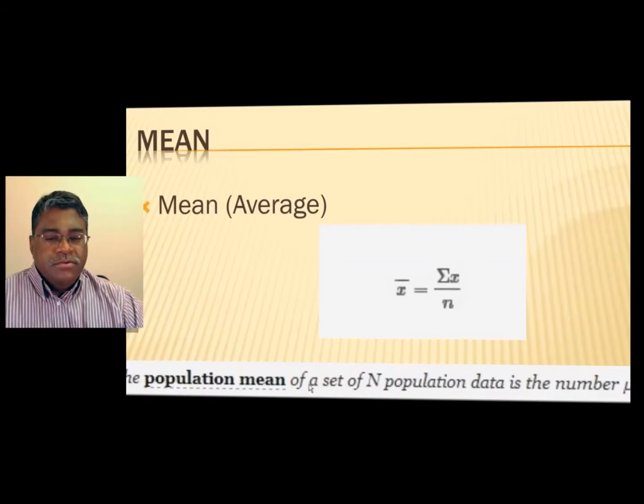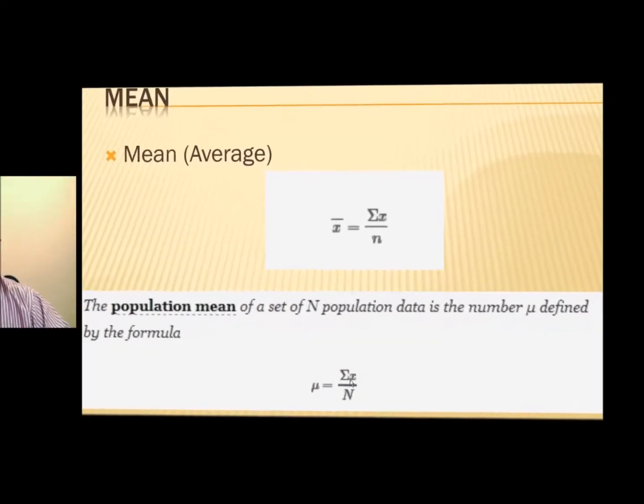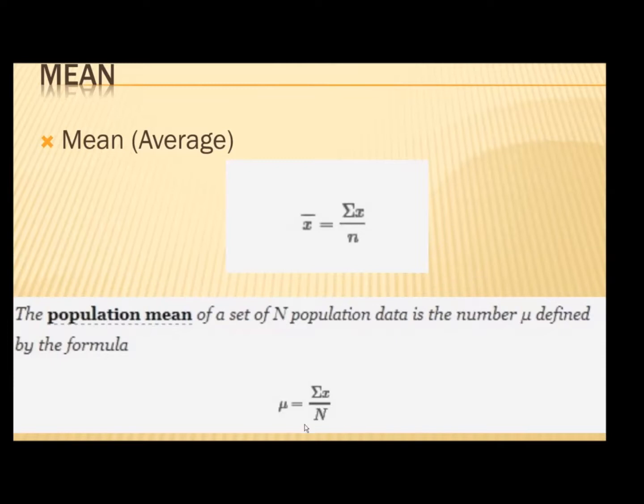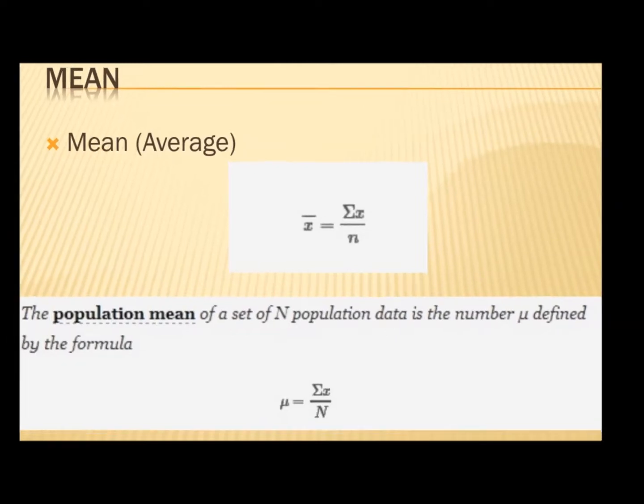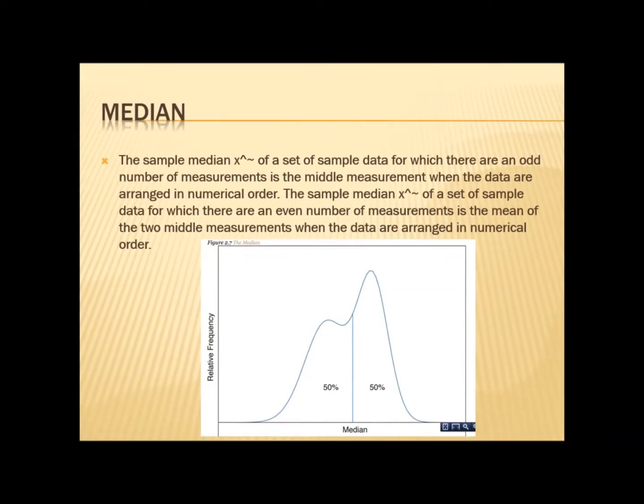So the population mean of a population, that is, now we're looking at larger numbers, is a number mu, the Greek for m, defined by the formula mu is equal to the sum over the population. So that is a definition of a mean.